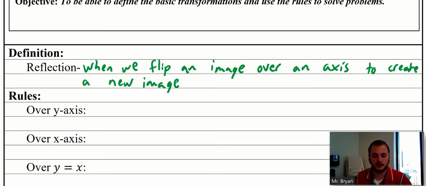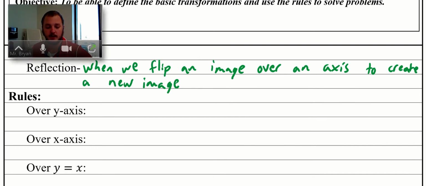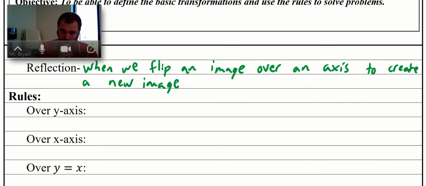And the rules have to do with how the coordinates are going to change. So I'm going to move myself over here. All right, so the rules. If we are reflecting over the y-axis, I want you to write this down with me. If we're reflecting over the y-axis, we're thinking about how the coordinates would change. Remember, it's an xy coordinate.